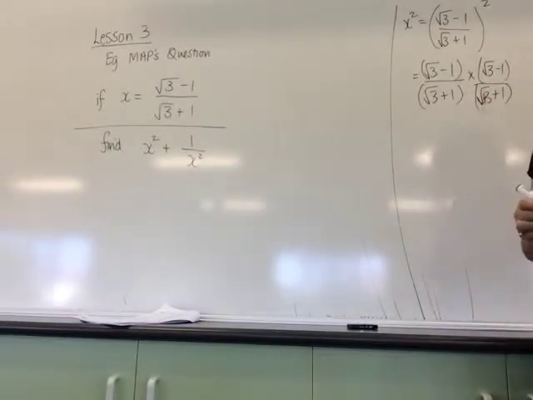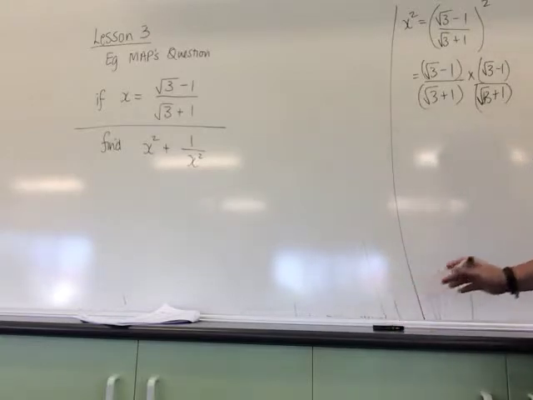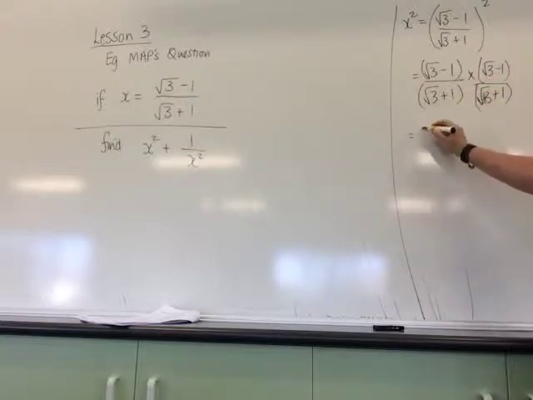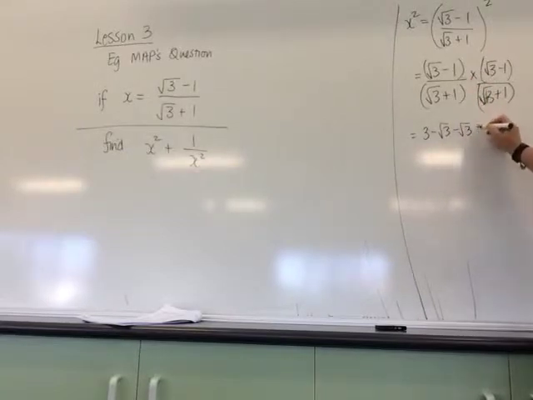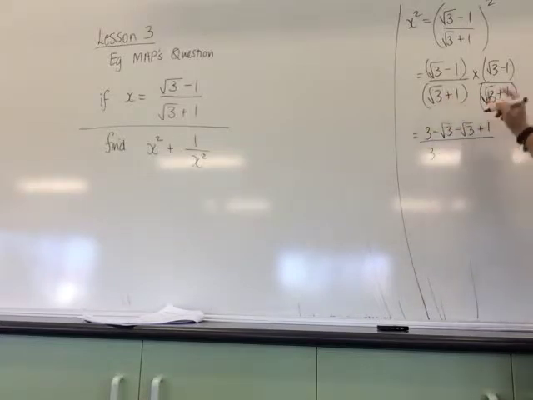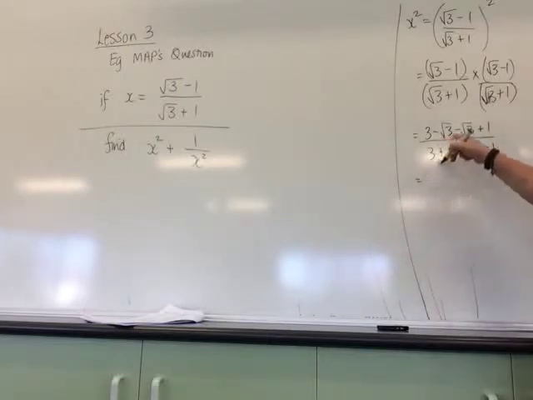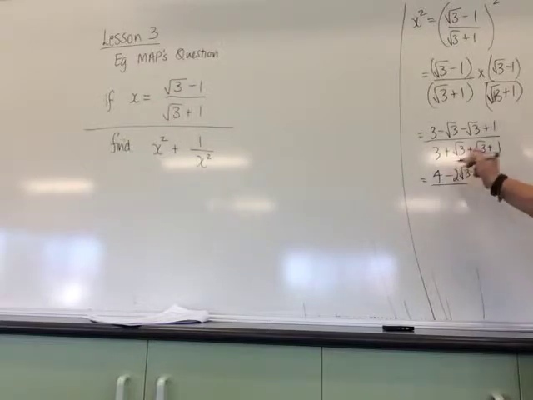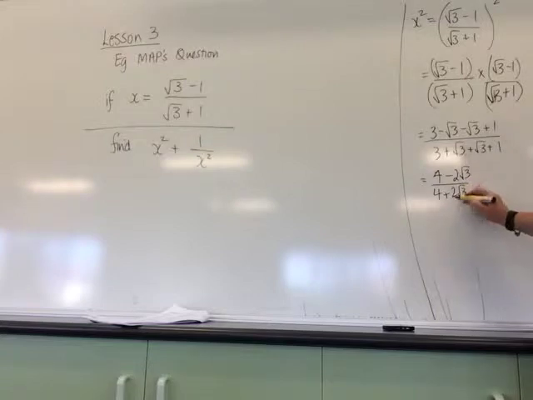Then I'm going to use my perfect square rule, which is going to be root 3 times root 3, which is 3. Root 3 times minus 1 is negative root 3. Minus root 3 plus 1, all over 3 plus root 3 plus root 3 plus 1. Now you could have used your perfect square rule, we've been practicing that a bit, to simplify this down to 3 plus 1, which is 4, minus 2 root 3 over 4 plus 2 root 3.